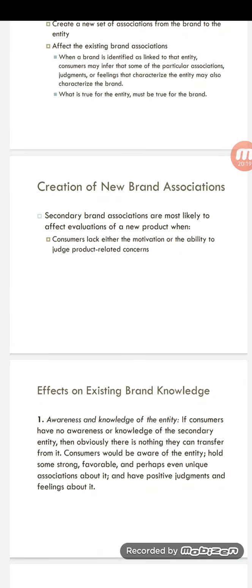The second one is creation of new brand associations. We do have a few associations which are already inbuilt, but we also need to create a few new brand associations. So, secondary brand associations are most likely to affect evaluations of a new product when consumers lack either the motivation or the ability to judge product related concerns. So, this is one way by which the secondary brand associations can be useful. There are so many products that we see on a daily basis, but it is not that we are always motivated enough to find out the product related concerns or how the product is going to be useful to us. So, in such a case associations are very, very useful.